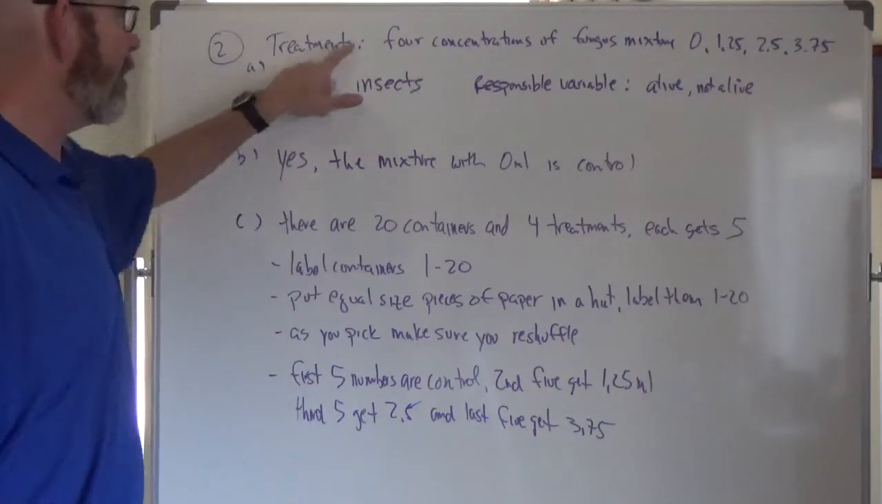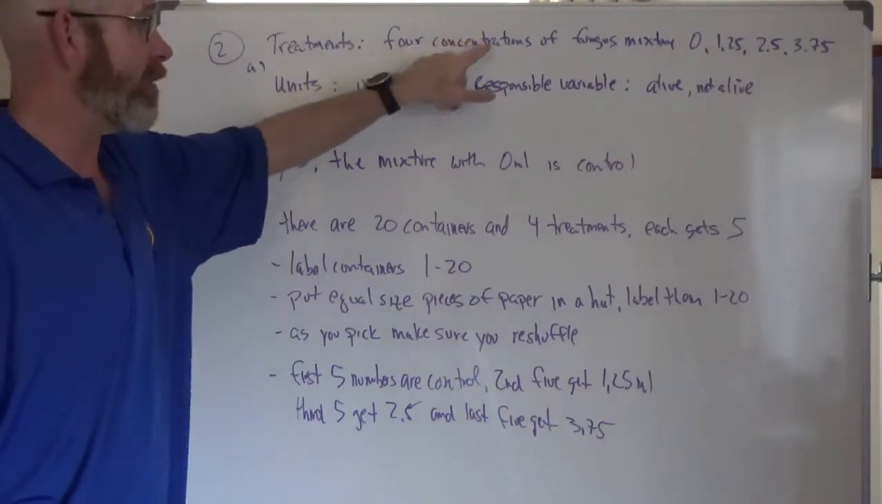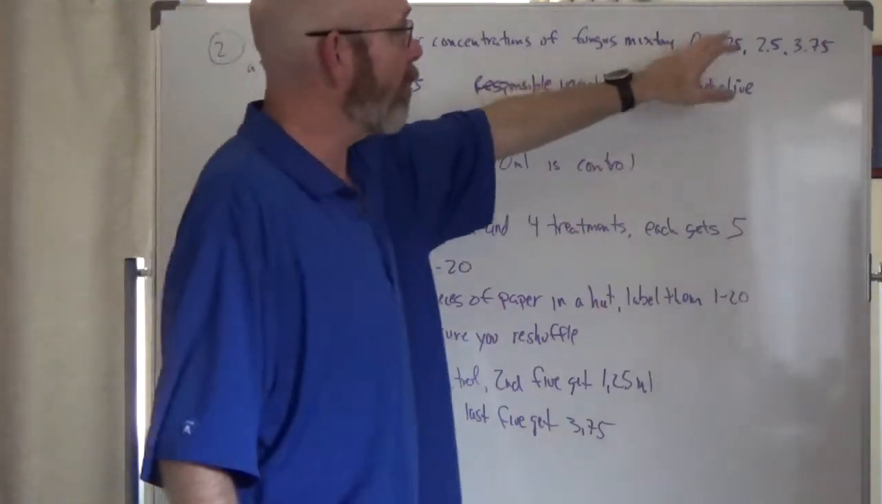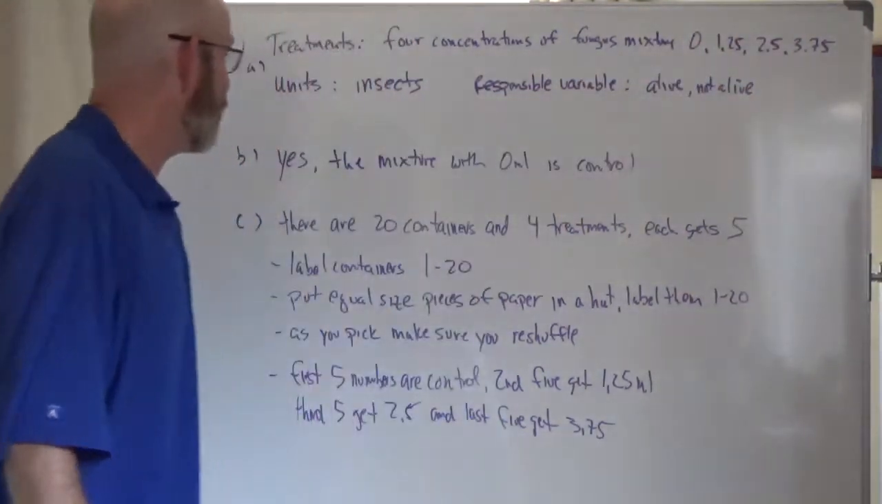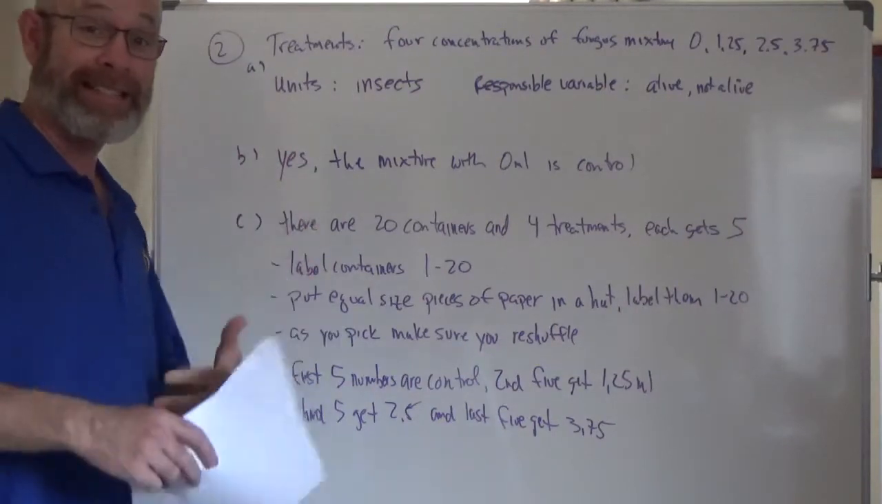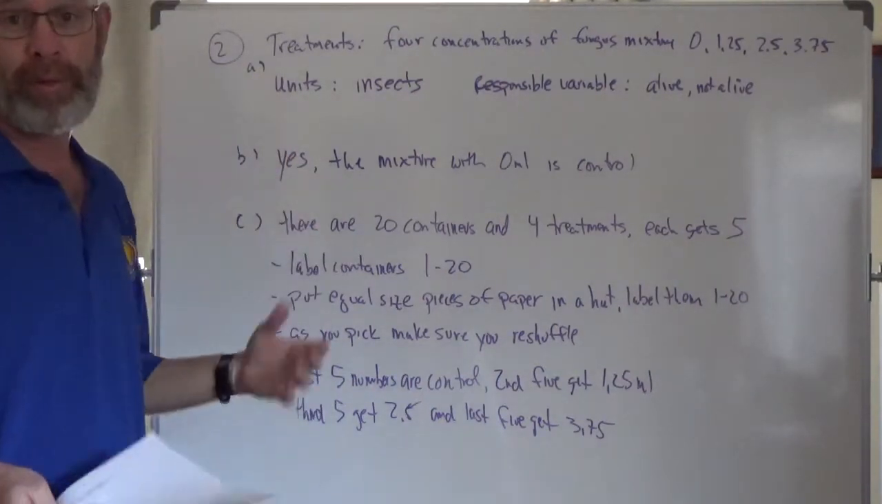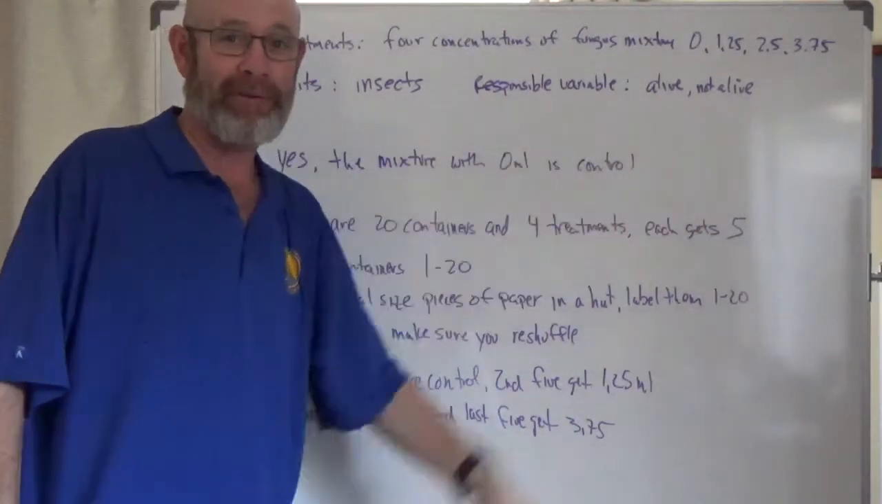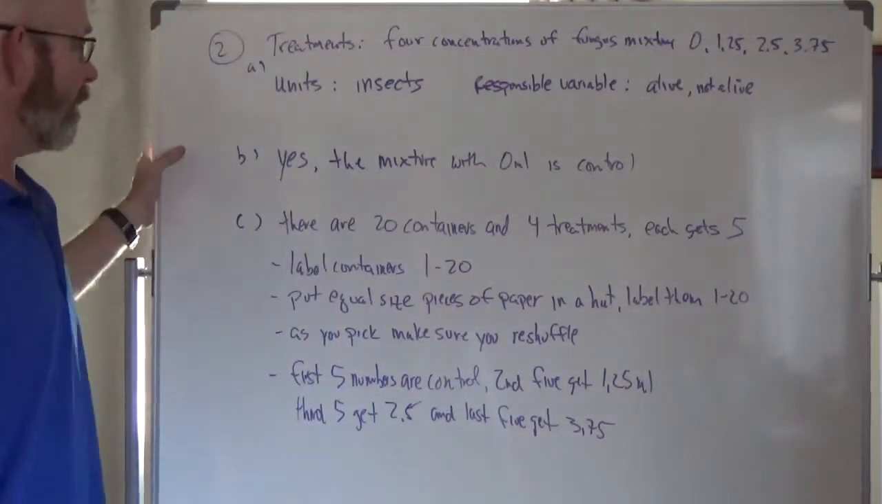The treatments are the 4 concentrations of the fungus mixture. You must make sure you list them. So 0, 1.25, 2.5, 3.75. The experimental units are what we're testing. We're testing the insects. And the response variable is what we're looking for on the insects. Unfortunately, we're looking to see whether they're alive or dead after the end of that time period.